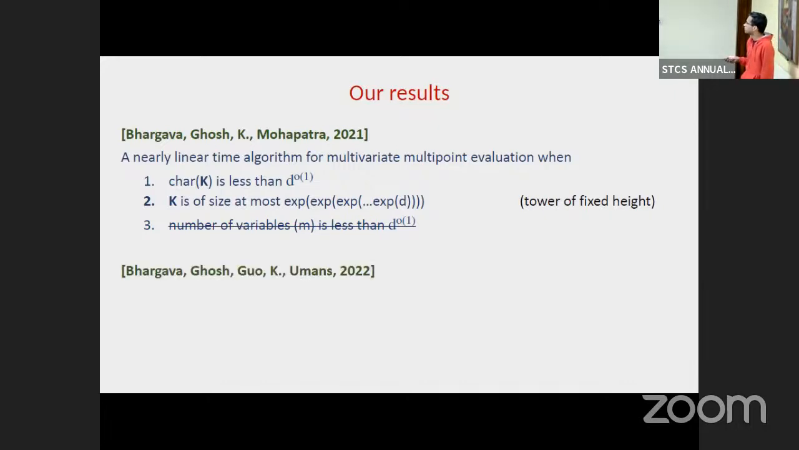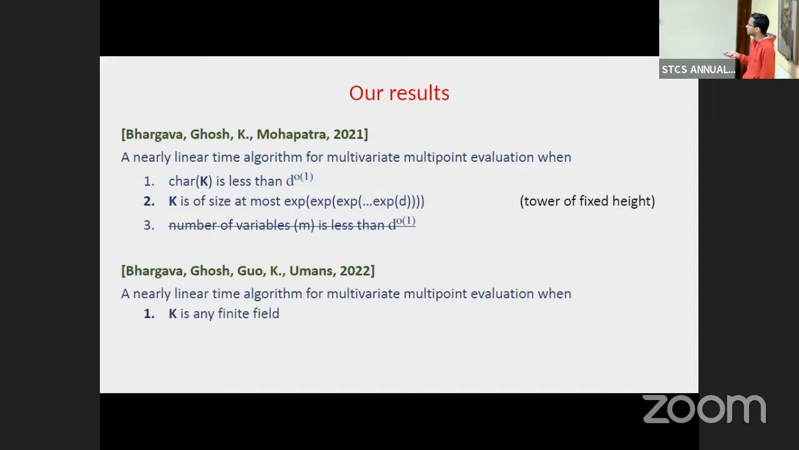Shortly after this, with Bhargava, Ghosh, and Umans, we showed that you can actually get nearly linear time algorithms over any finite field. And there is no condition on the number of variables. So the number of variables can be large. All right, questions? Okay.